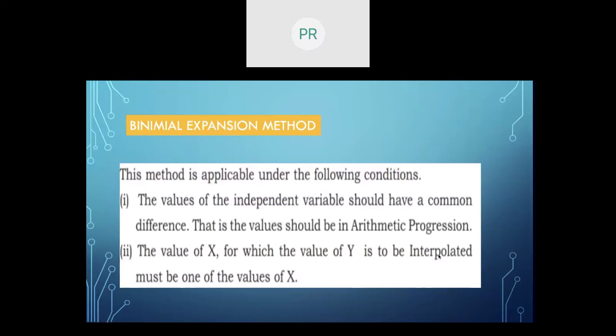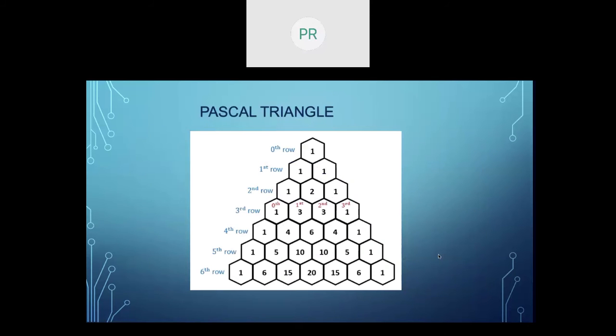So studying about the conditions of binomial expansion method, we will head towards the Pascal triangle. Now this Pascal triangle is going to give us the coefficient values of the binomial expansion. I told you that binomial expansion method is based on the binomial expansion formula. Now we need the combination values nC0, nC1, nC2, nC3. Now these values are obtained by Pascal triangle.